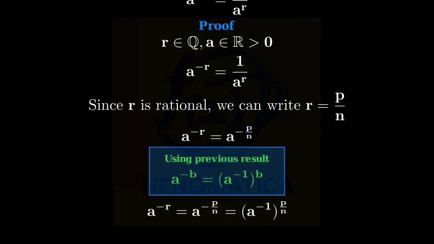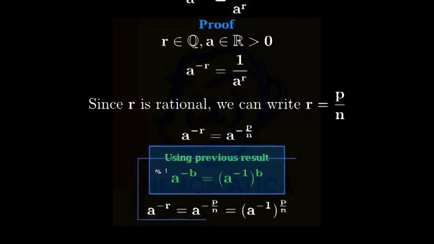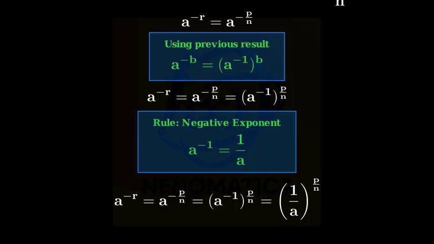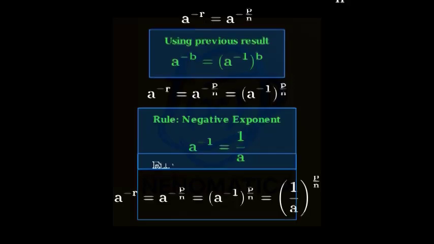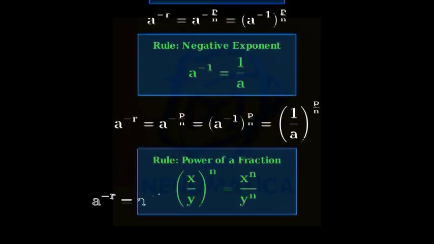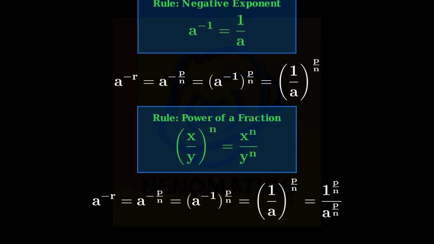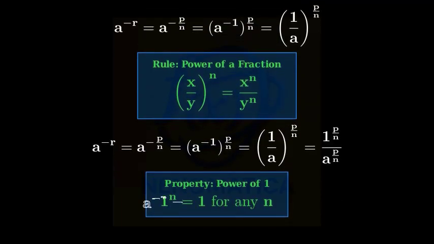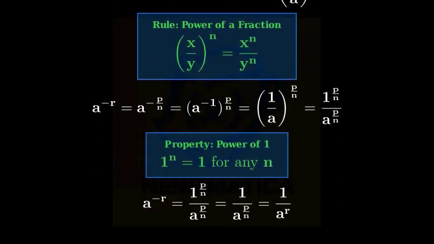We know that a to the -1 power equals 1 over a, so we can substitute this in to get the fraction 1 over a, all raised to the p over n power. Next, we can rewrite this as 1 to the power of p over n divided by a to the power of p over n. Since 1 raised to any power equals 1, and noting that p over n equals r, we get 1 over a to the r power.